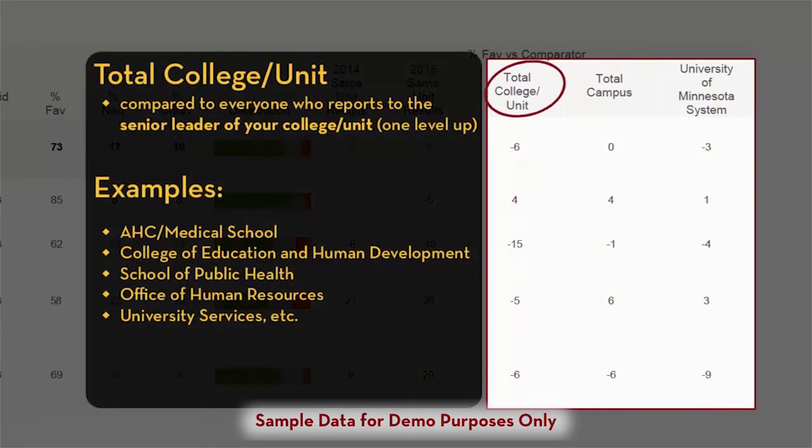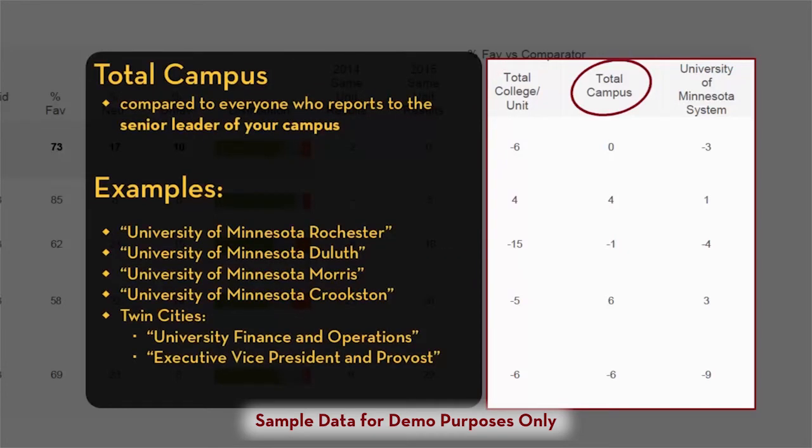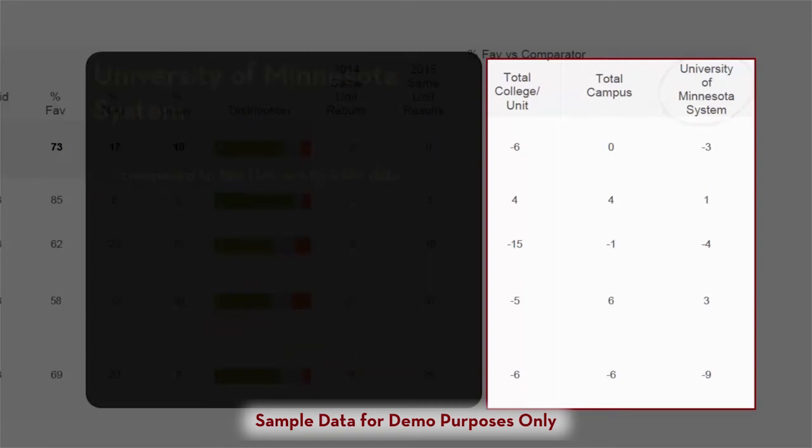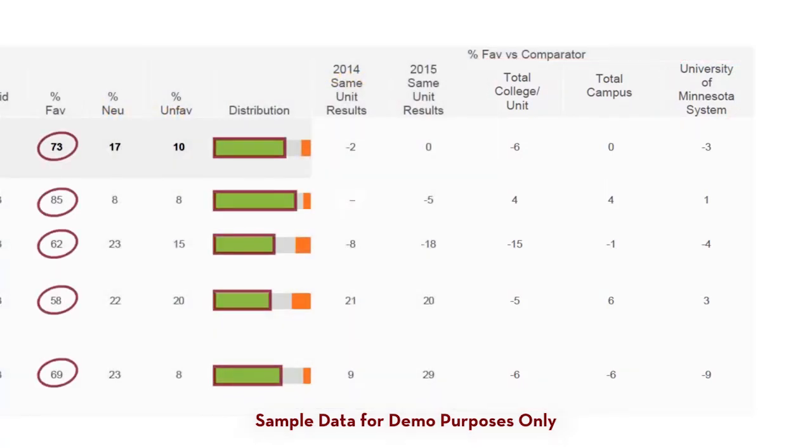Total college unit. Your area scores compared to everyone who reports to the senior leader of your college unit. This benchmark will not appear for campuses other than the Twin Cities campus. Total campus, your area scores compared to everyone who reports to the same senior leader on your campus. Total university system, your area scores compared to everyone in the university system. Each of these are based on the percentage favorable for 2017, which is the percentage in the green bar.